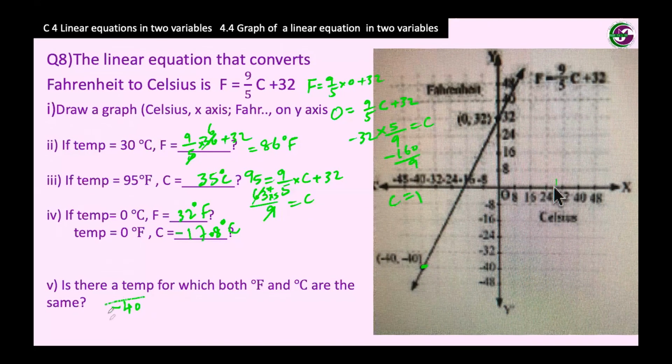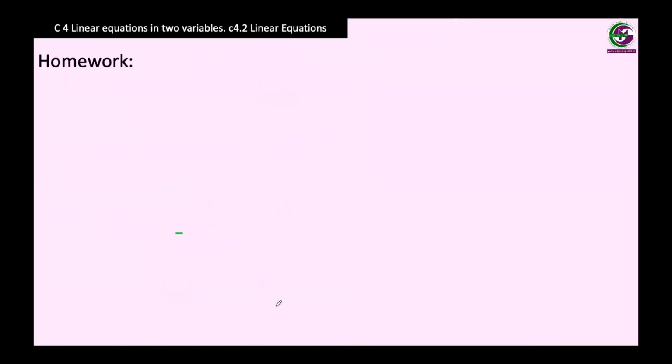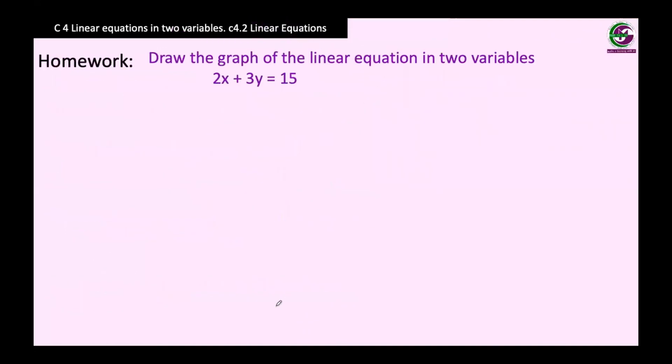This is a general question, general knowledge. At what temperature is the Fahrenheit the same as degree Celsius? Negative 40 degrees Celsius is the same as negative 40 degree Fahrenheit. Great, that's the end of this lesson.